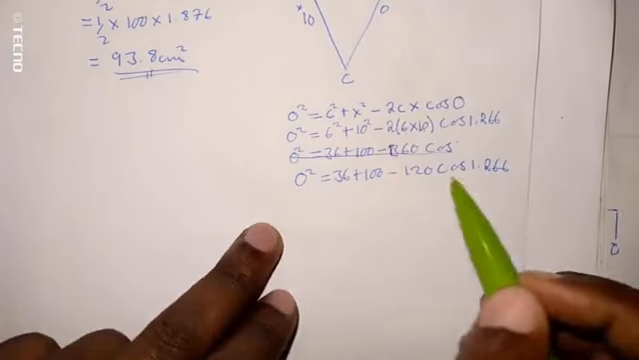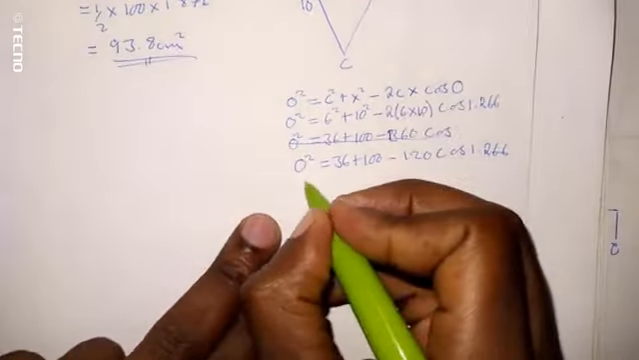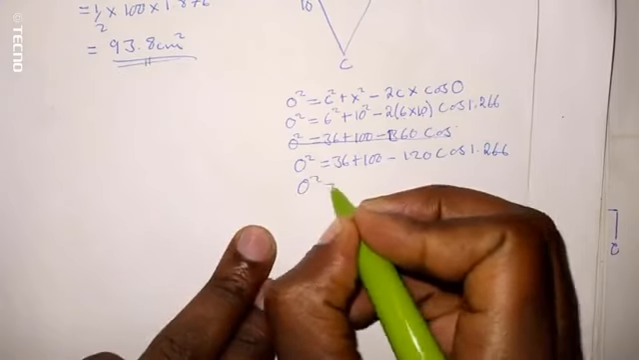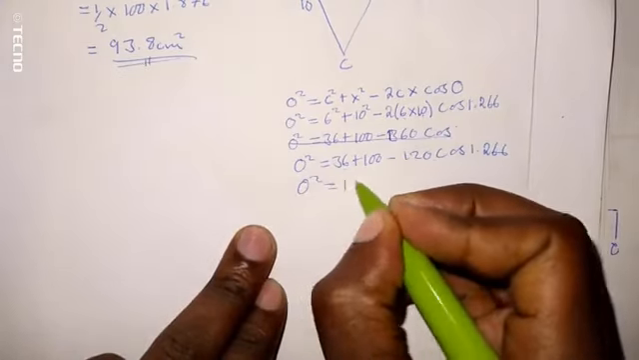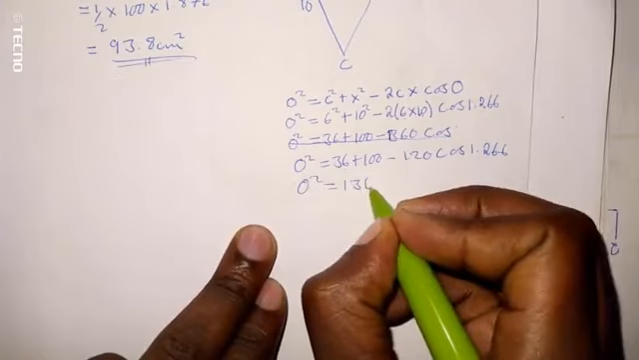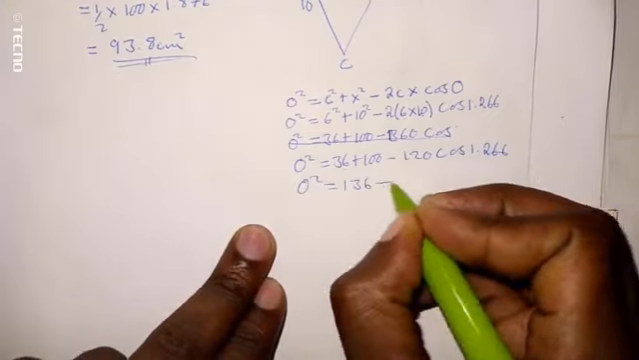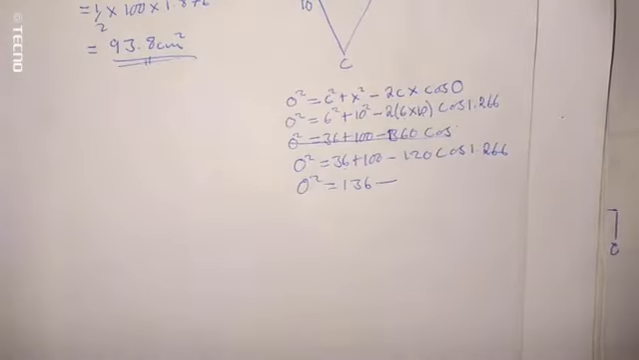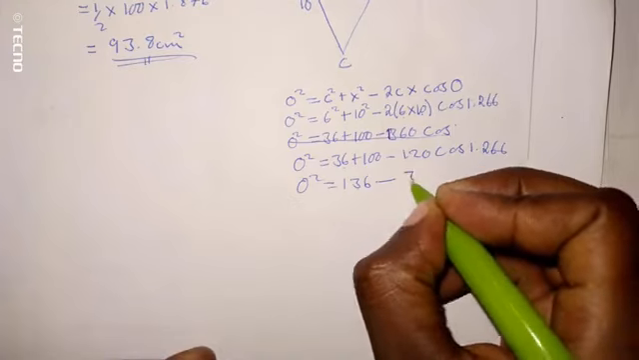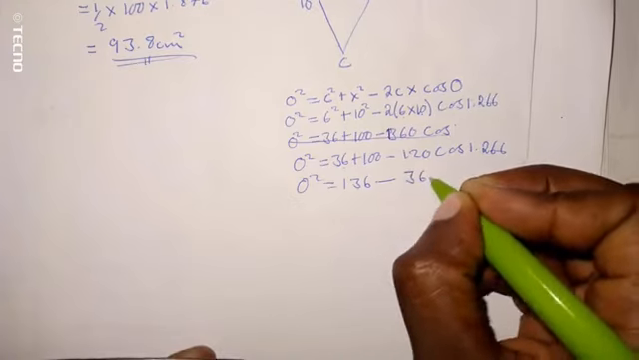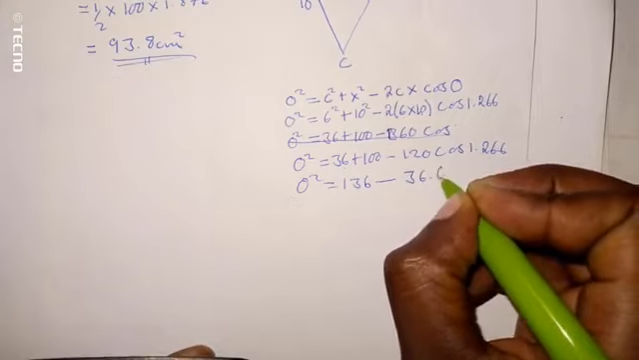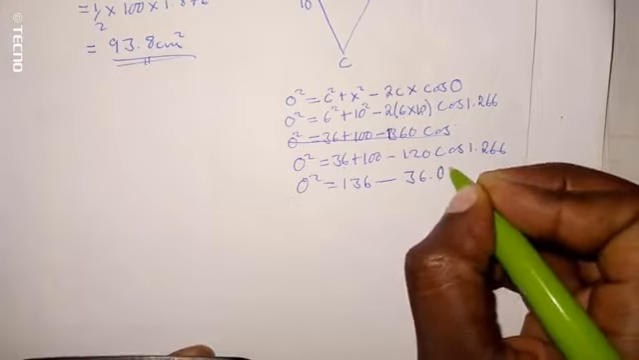So now here we can compute on the calculator. Before we do that, we can add this and this, which will give us 136 minus, when we compute this on the calculator, what I'm getting is 36.01.